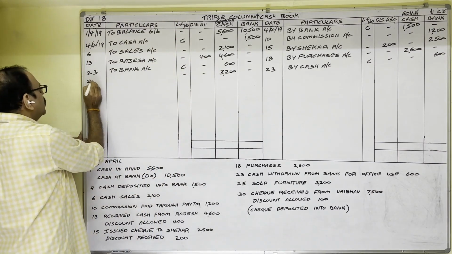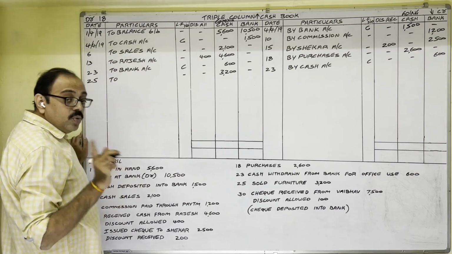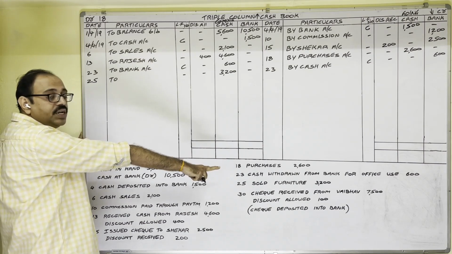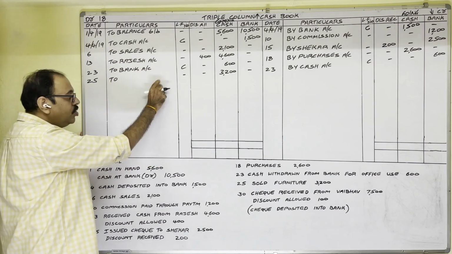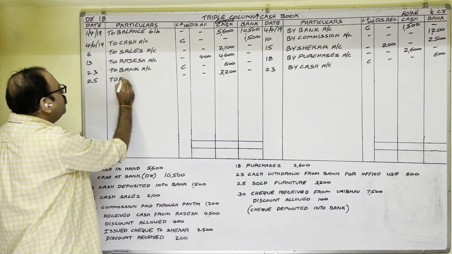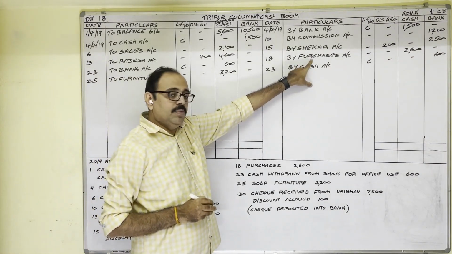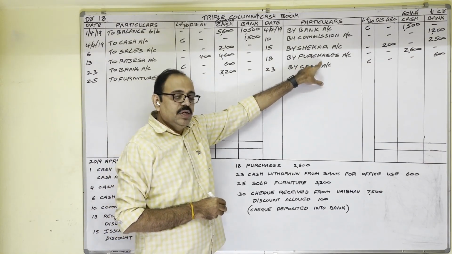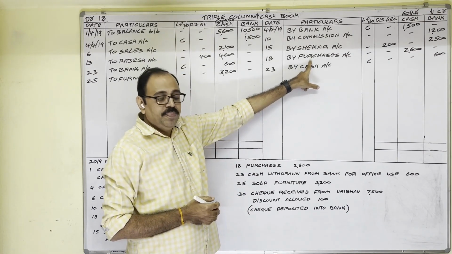25th date. And what to write in the particulars column? When goods are sold, we write the word sales. When a fixed asset is sold, we should write that fixed asset's name. Furniture is sold now, so write down to furniture account. For purchases also the same rule is applicable. If goods are purchased, we have to write the word purchase. If any fixed asset is purchased, that asset name we should write.